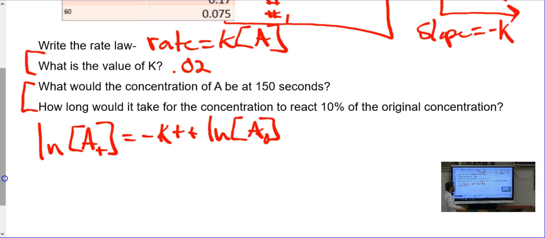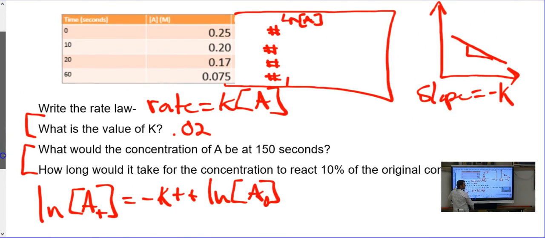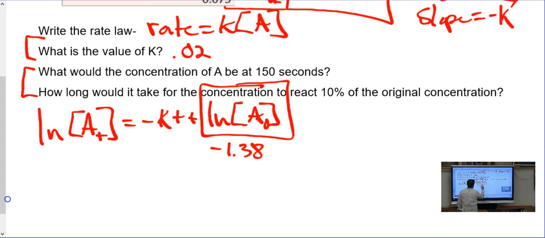Okay. Before I do algebra, I plug numbers in because I like moving actual numbers instead of other things. So this is a number I can calculate right here. I know the original concentration is 0.25. Is everyone okay with that? So I'm going to solve for this term in my calculator. So what is the ln of 0.25? Negative 1.38. We all agree with that? Are we good so far?